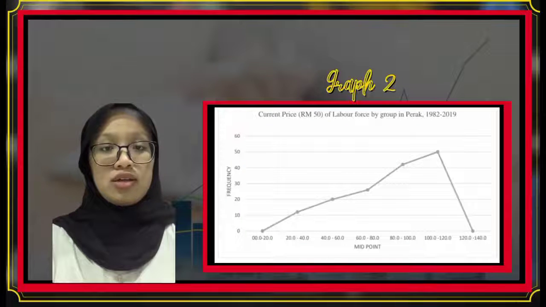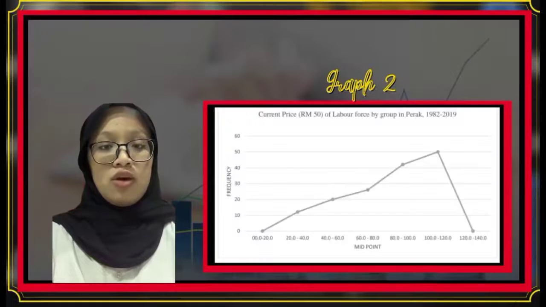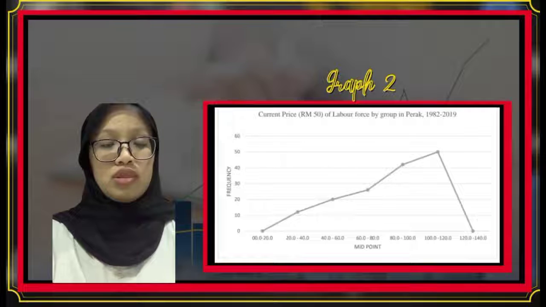For the ogive graph, we can construct a table which has class boundaries, frequency, and cumulative frequency. The highest frequency is 16 with a cumulative frequency of 42. Meanwhile, the lowest frequency is 6 with a cumulative frequency of 20.